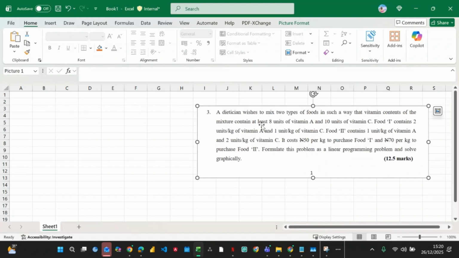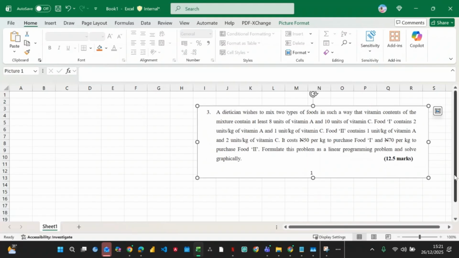Let's assume you are the one to do this. You're supposed to mix this food, and what I want you to understand is the problem that you have. Let's say we are doing it now together. We need to mix two types of food, and this food has to meet a vitamin requirement at minimal cost. We are looking at how we are going to get the minimal cost of producing this. We don't want to spend too much.